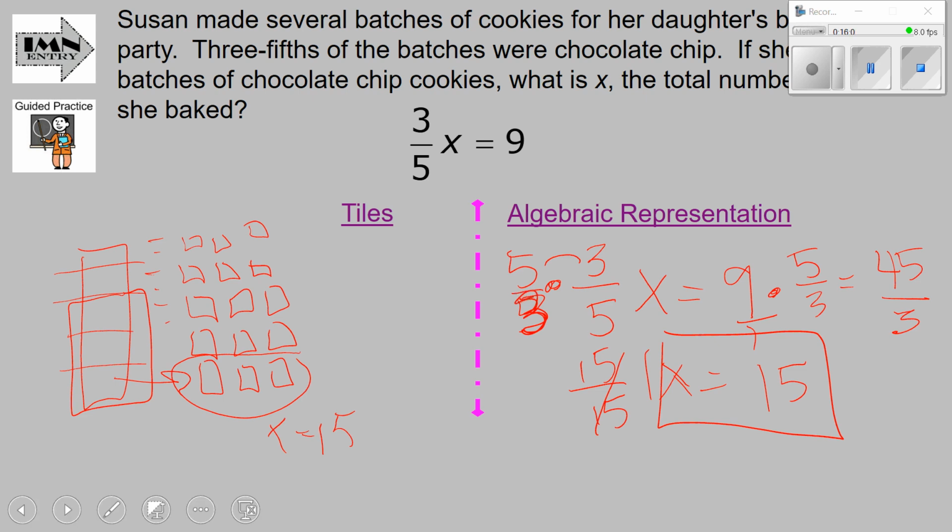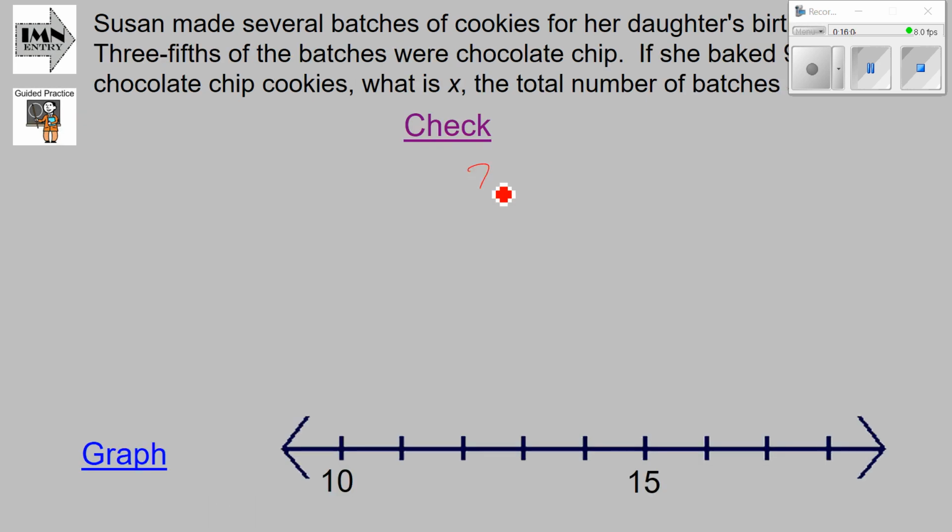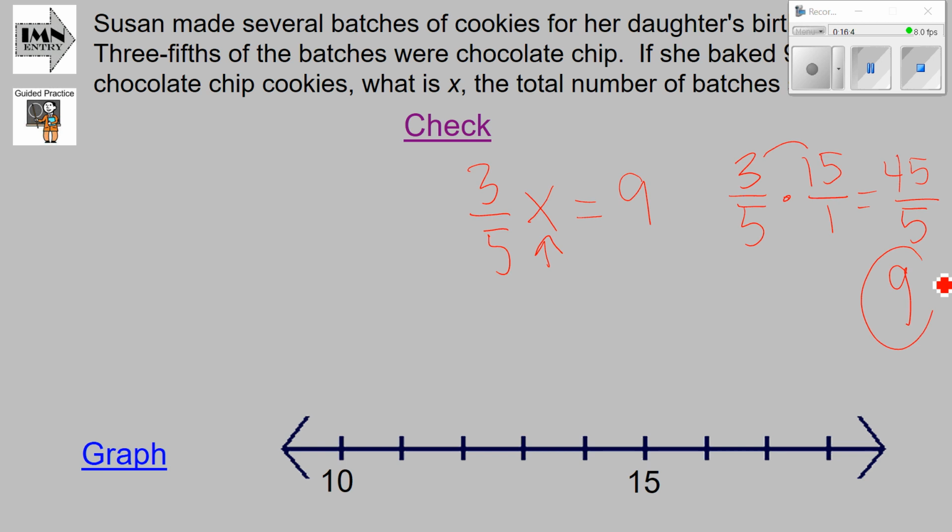So let's check and just make sure that 3/5 of x equals 9. So again, we said that x was equal to 15, so we're going to substitute in 15. So I'm just going to do 3/5 times 15. Well, 15 over 1 is how I can multiply by fractions. We know that 15 times 3 is 45, and we know that 5 times 1 is 5. And so we're left with an improper fraction. 45 divided by 5 is 9. And so we know that we're right.